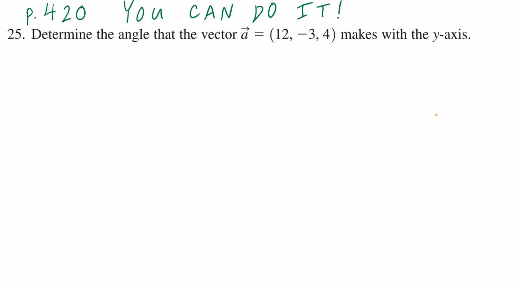Hi everyone, let's take a look at number 25 on page 420. Determine the angle that the vector A equal to 12, negative 3, 4 makes with the y-axis.